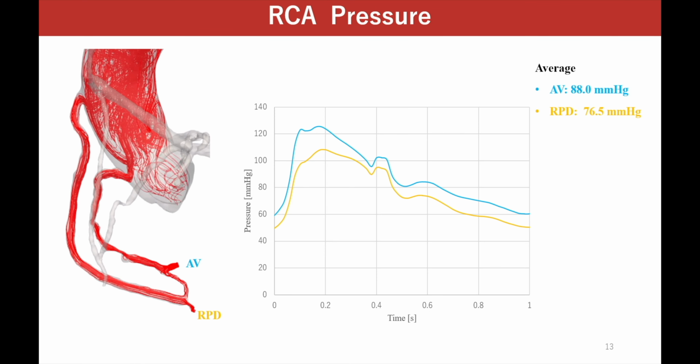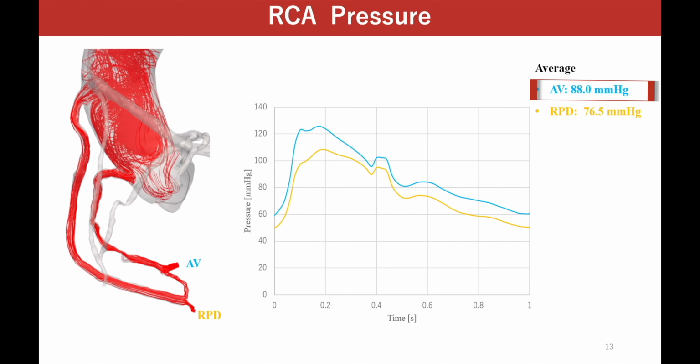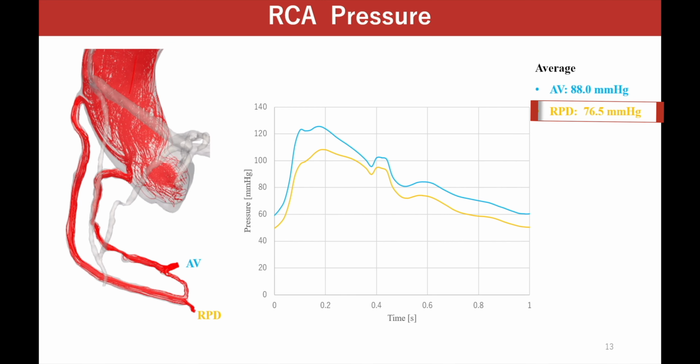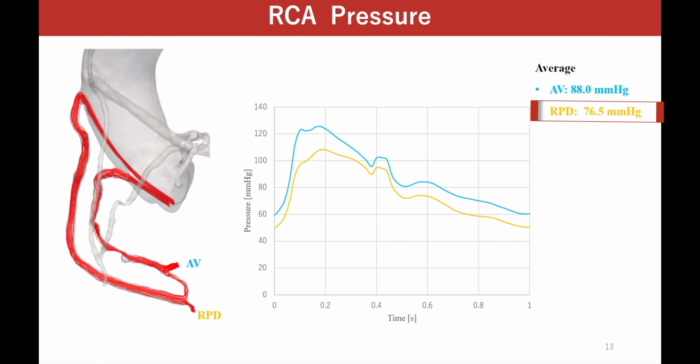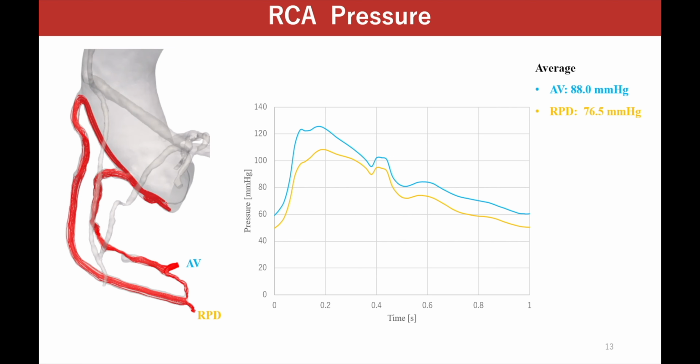Similarly, the change in pressure over time in the right coronary arteries is graphed here. The atrioventricular nodal branch has an average pressure of 88 millimeters of mercury, and the right posterior descending branch has an average pressure of 76.5 millimeters of mercury. Like the flow rate, the pressure also changes over time in the cardiac cycle.